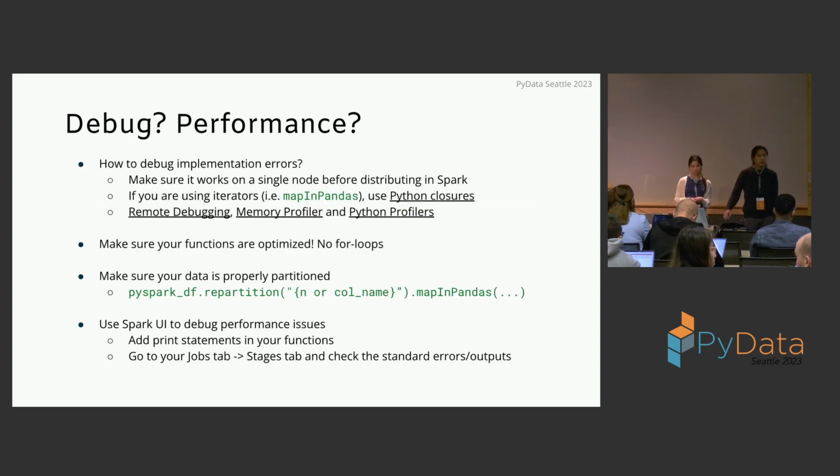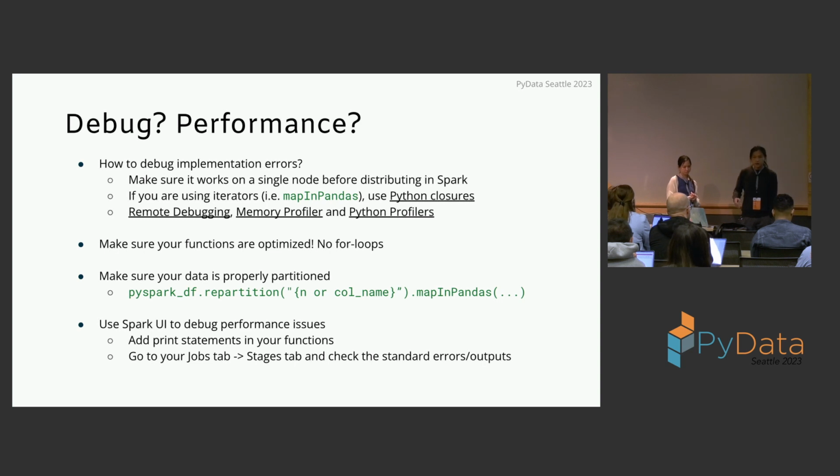What about debug and performance? So how to debug the implementation errors? Make sure it works on a single node, because your function should work in a single node. And then try to distribute it in Spark. And if you're using iterators like mapInPandas, make sure to use Python closures or nested functions instead of one big function that is difficult to debug or difficult to profile.